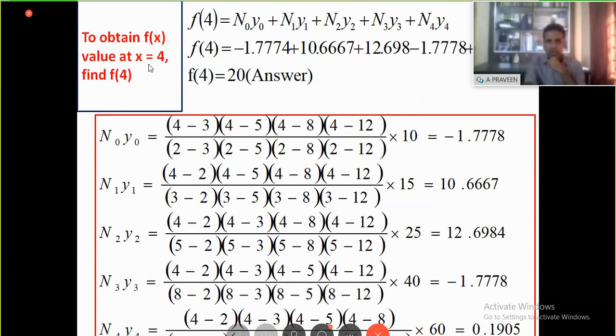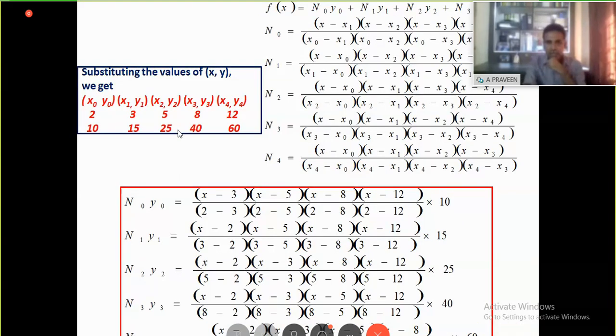You get n0 y0 plus n1 y1 plus n2 y2 plus n4 y4. This is a general polynomial in which you have to substitute 4 for x. Now let's see how this is done. Look at the previous slide. You got this general equation n0 y0 plus n1 y1 plus n2 y2 and so on. You substitute 4 for all x here.